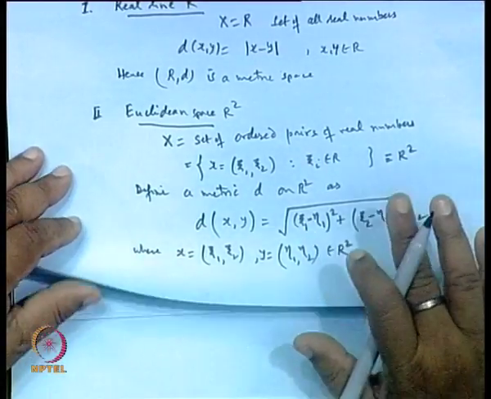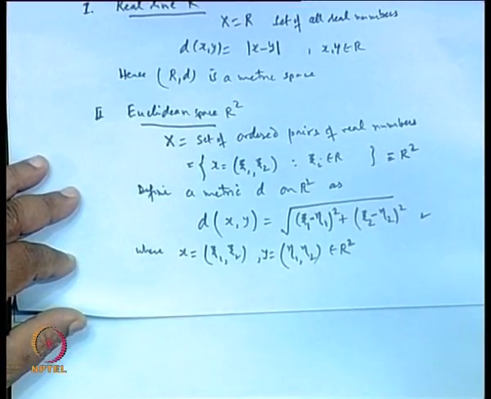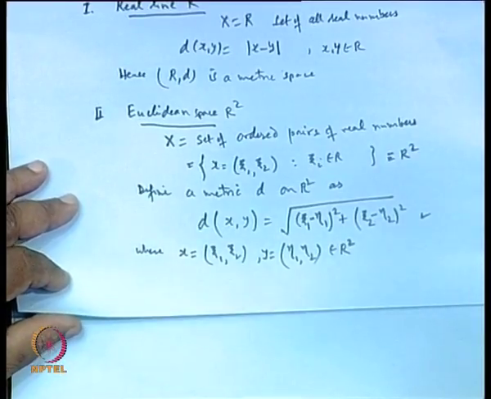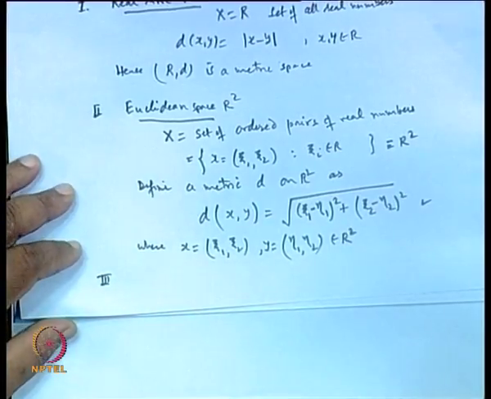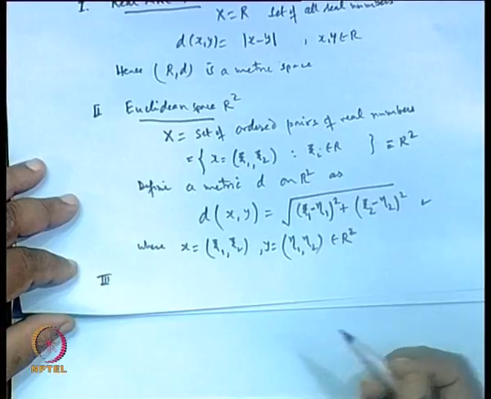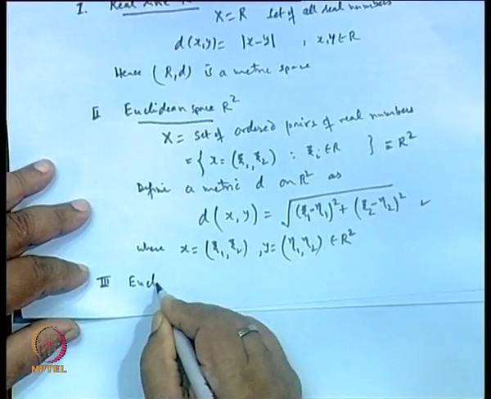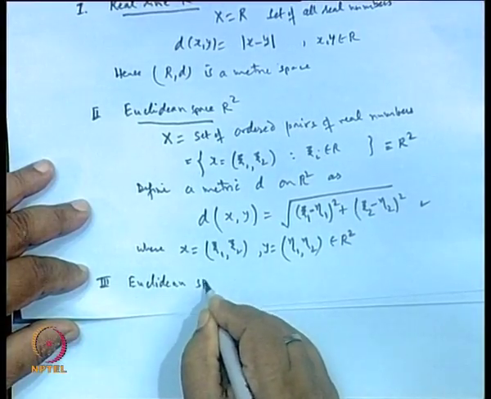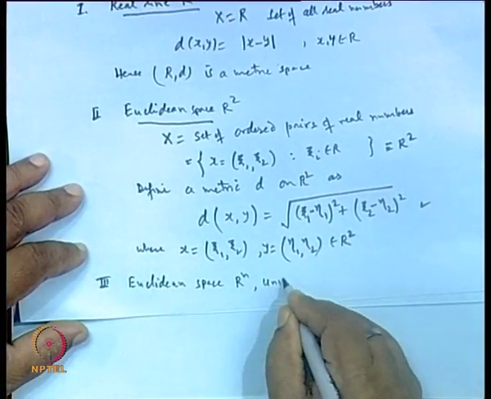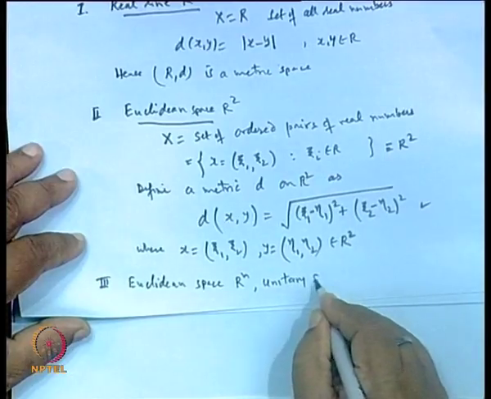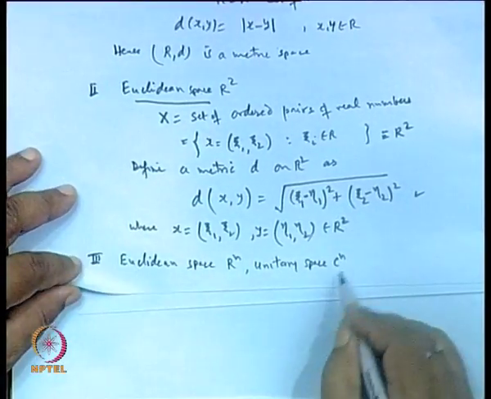and this we call a Euclidean metric space or Euclidean space. Parallel to this, we have the unitary space, when the points are complex numbers. So, we generalize this and we get Euclidean space Rn and unitary space Cn. When n is 1, we get C.